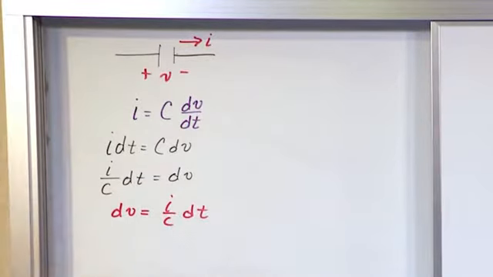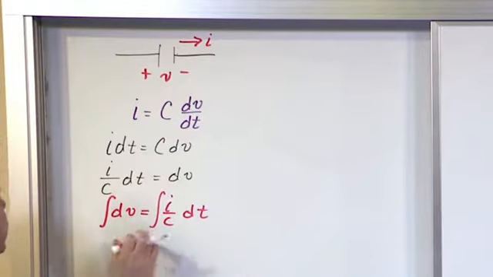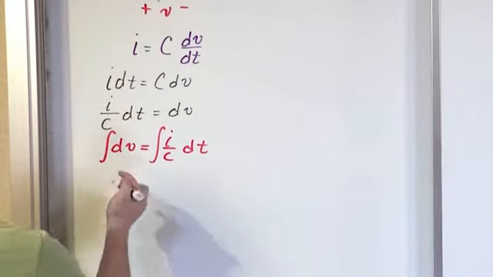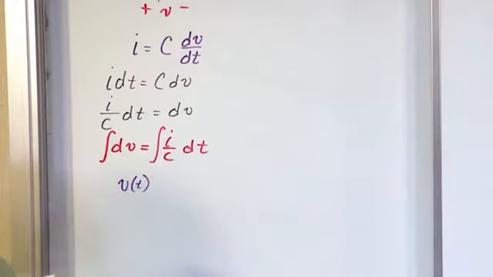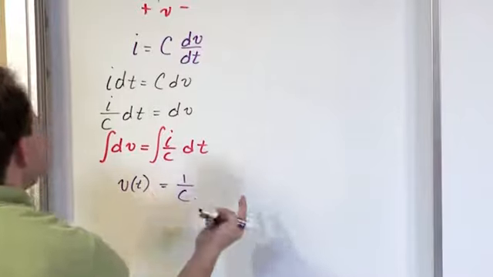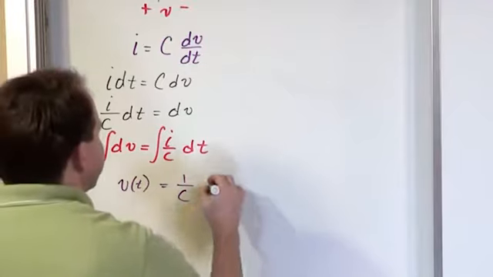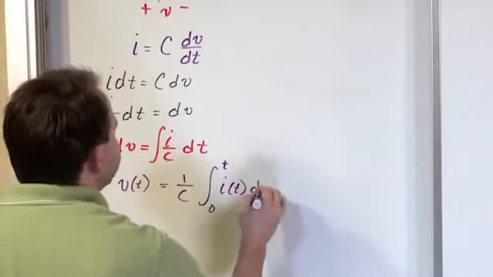Now what do you think we do next? I'm trying to find a function for the voltage. It's wrapped up in a differential, so I want to integrate both sides. I can do whatever I want to both sides as long as I'm consistent. So when I integrate dV, I recover V as a function of t, which is what I'm trying to find. Over here, the 1 over C is a constant, so it just comes out of the integral. Then I'm integrating I dt, so this will be the integral from 0 up to t of I(t) dt.